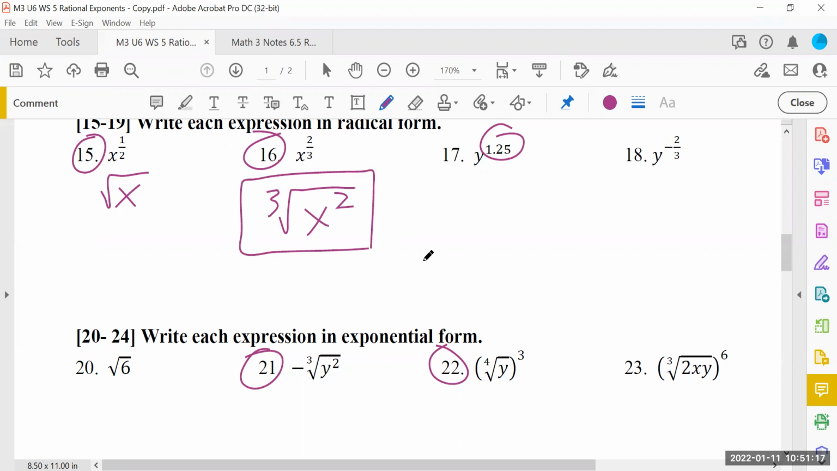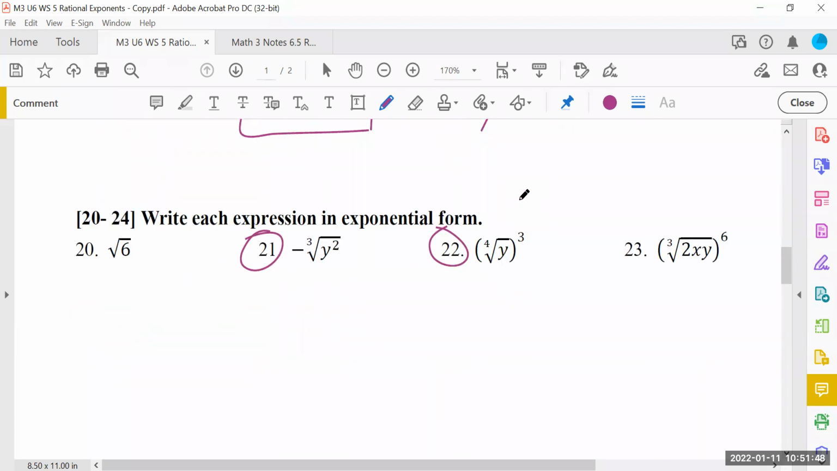Next one. Julian, what'd you get for 17? Fourth root of y to the fifth power. If you got stuck on that one, the issue was remembering that 1.25 is 5 over 4, right? 5 over 4. And I gave you the little hint, if it ends in 0.25 or 0.75, it's probably over 4. And then going backwards, okay, 21.